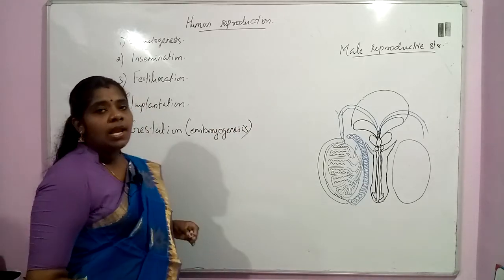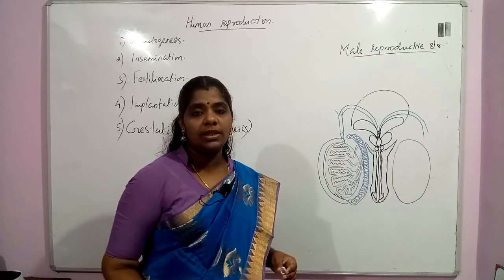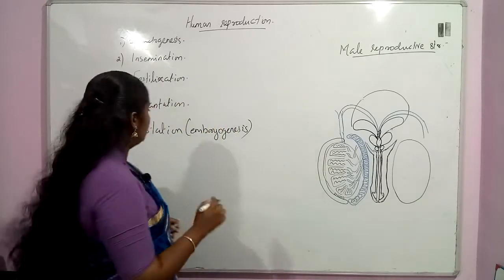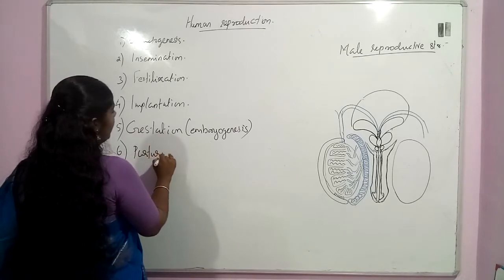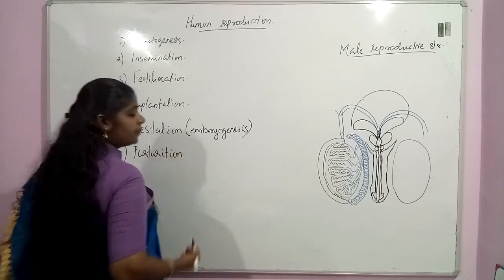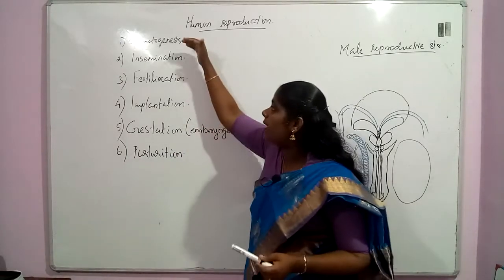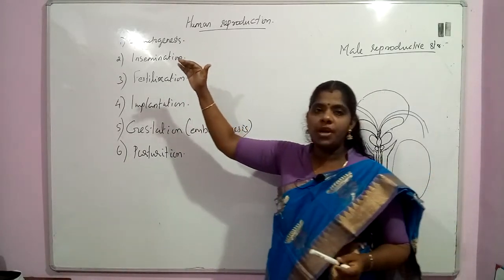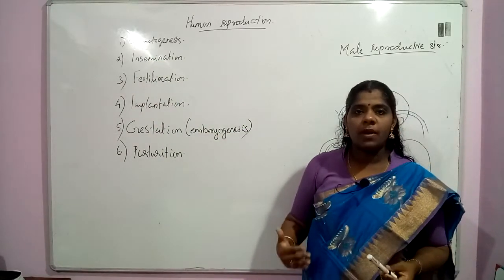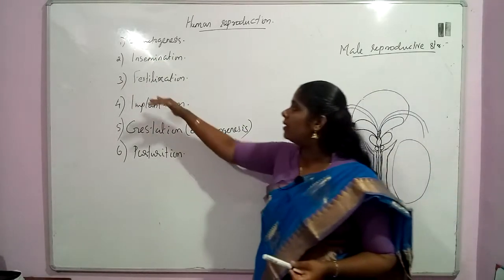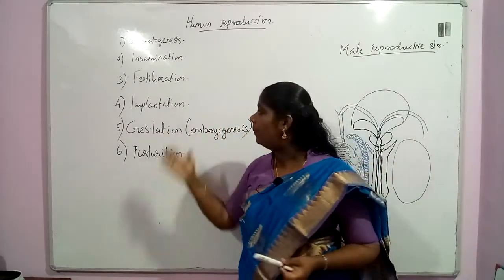And last, after the development of the embryo, childbirth or parturition occurs. These are the different steps in human reproduction. We have 6 steps. First, gametogenesis, that is sperm formation and ovum formation. Then insemination, the transfer of gametes from male to female. Then fertilization, the fusion of male and female gametes, or sperm and ovum.